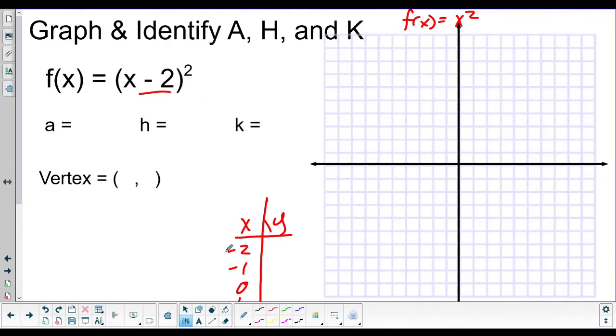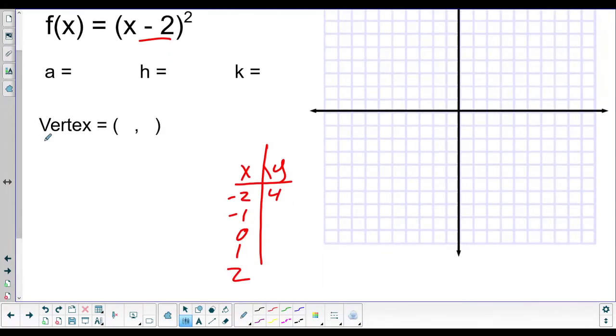So if I take negative 2 and I plug it in here, we're going to have f of negative 2 equals negative 2 squared. That's 4. Okay, 4. So what you can see is we're just squaring this number. So negative 1 squared is 1. 0 squared is 0. 1 squared is 1. And 2 squared is 4.